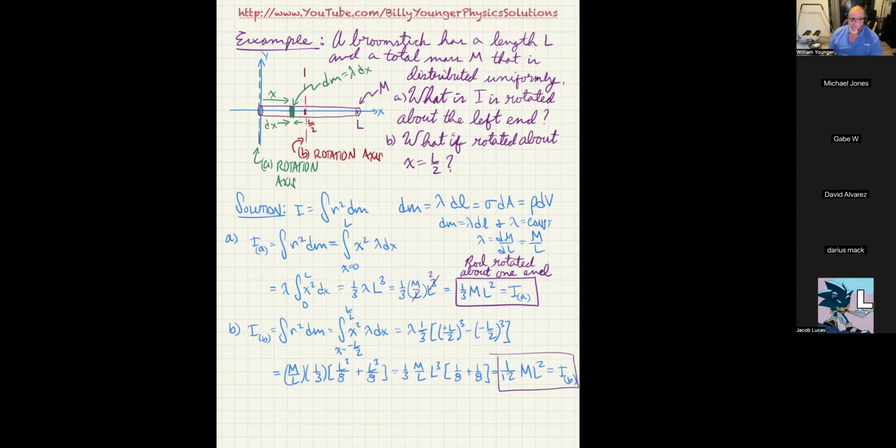So that's how you go about calculating the moment of inertia. At least that's one particular case. Now let me show you one more.